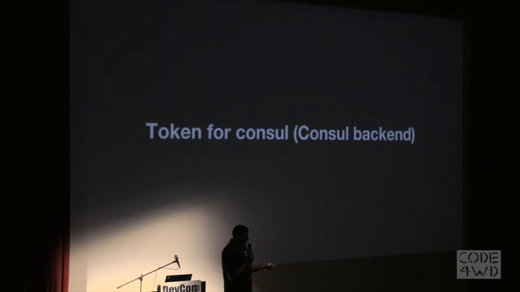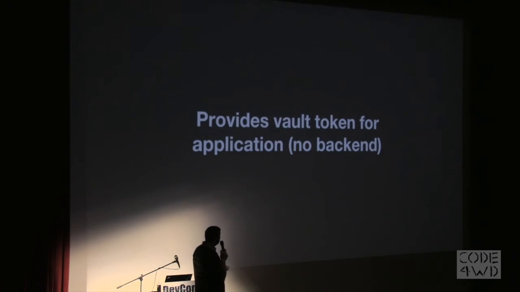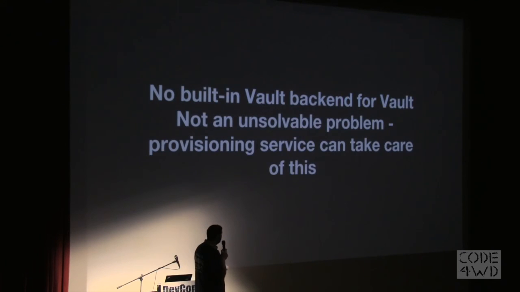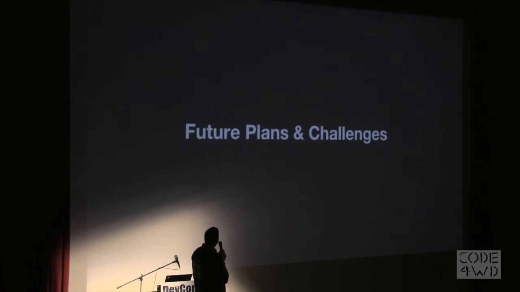The token for Consul is coming from the Consul backend, and the token for Vault is coming from no backend, because there is no built-in Vault backend for Vault, which is not an unsolvable problem because our provisioning service manages to take care of this one itty-bitty detail.